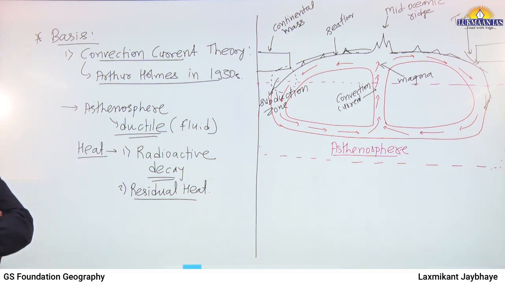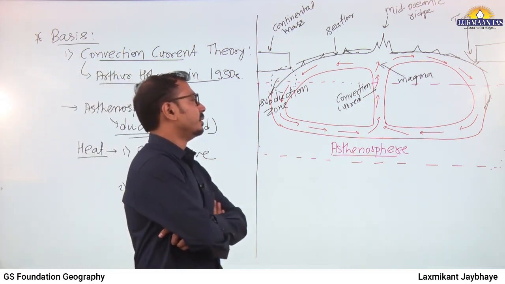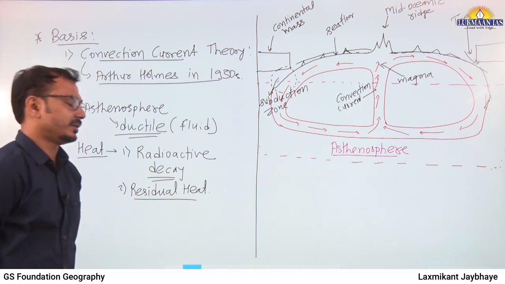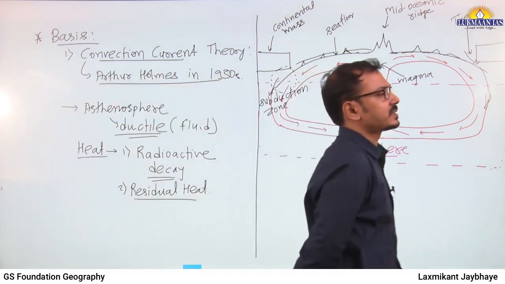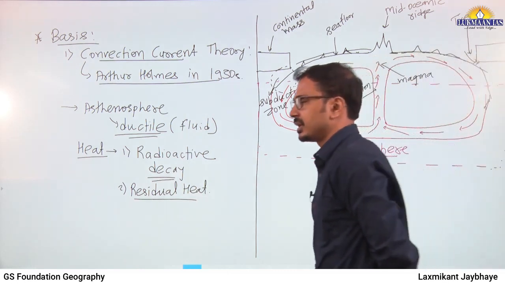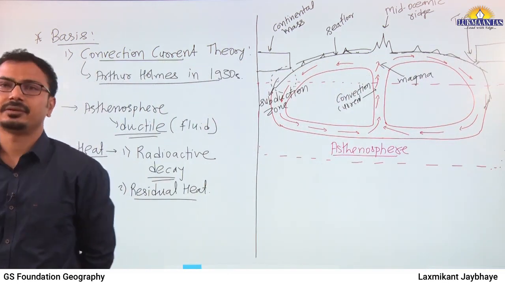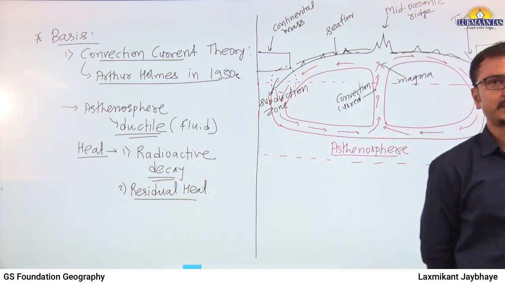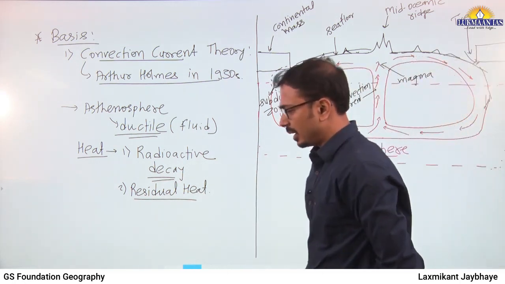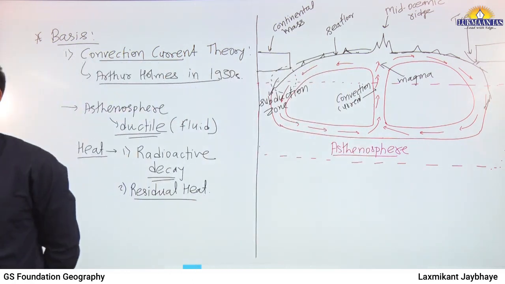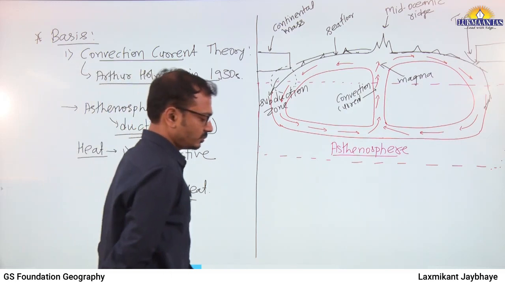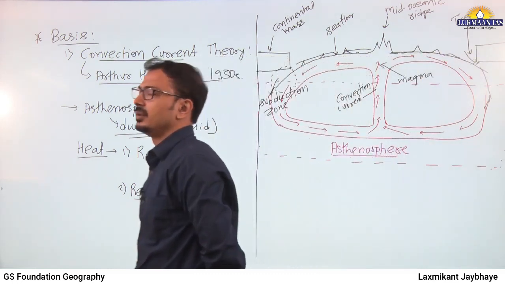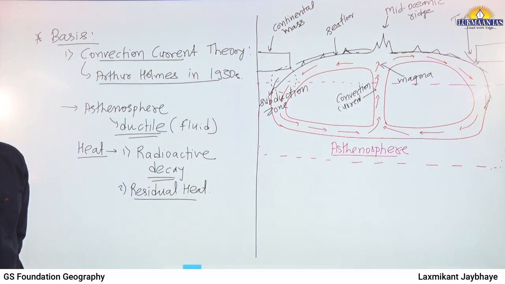Next point, scientists today consider this force as adequate and satisfactory, as against the forces given by Wegener in his continental drift theory.